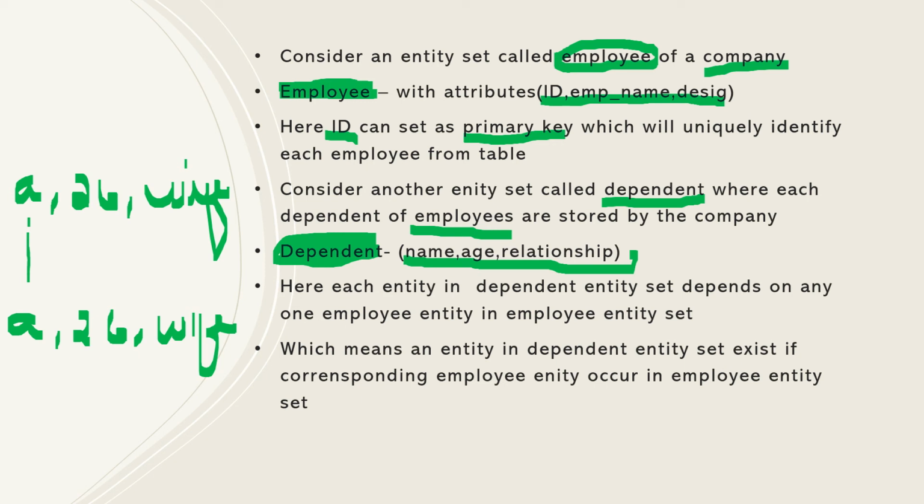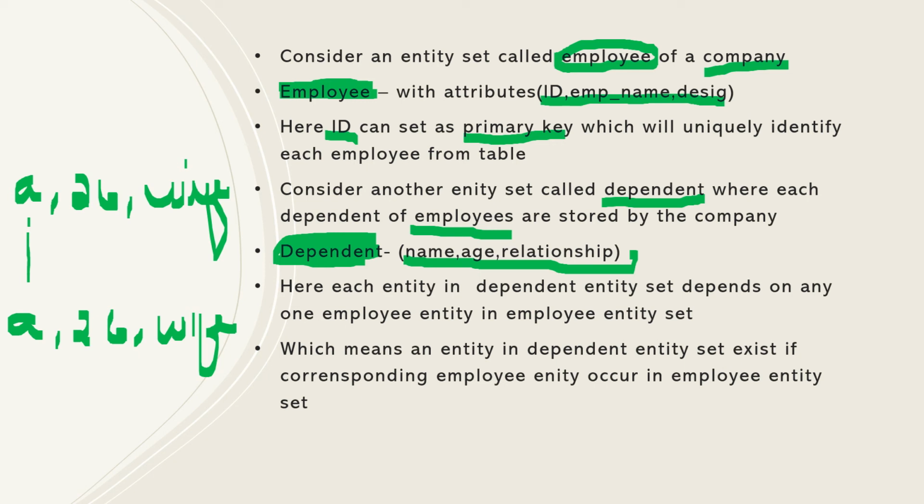That means if you use name as a primary key, we know that different persons will have the same name. If you use age, different persons will have the same age. If you take relationship, here also we cannot set it as a primary key, because no attribute in this entity set can be set as a primary key. There is no primary key in this example. So such entity sets are called weak entity sets.